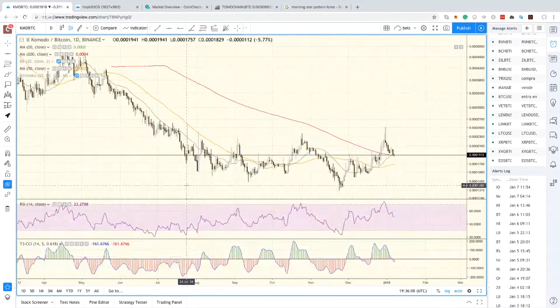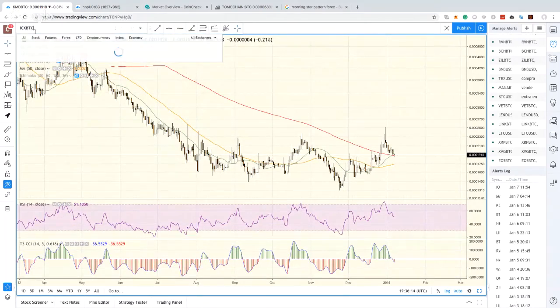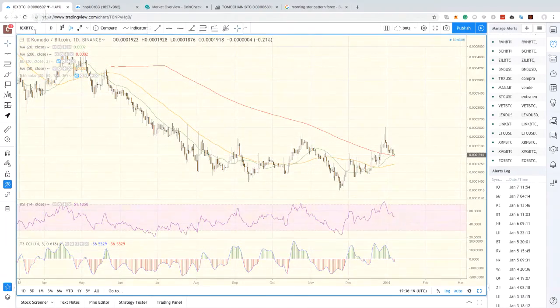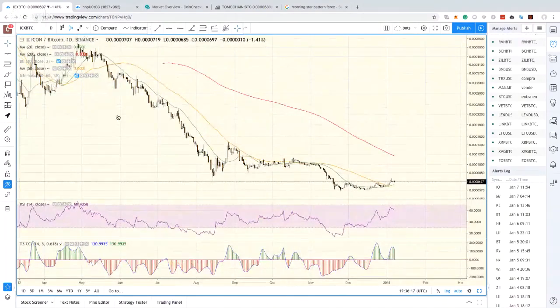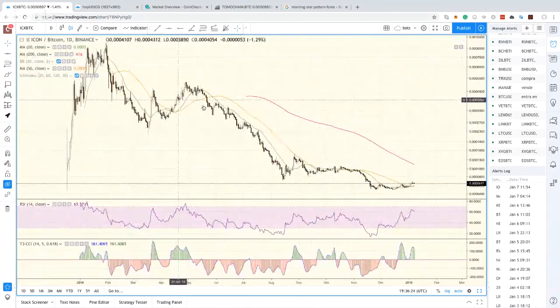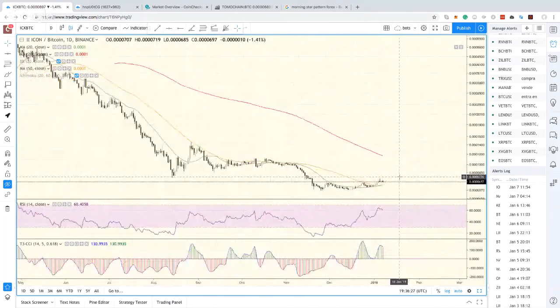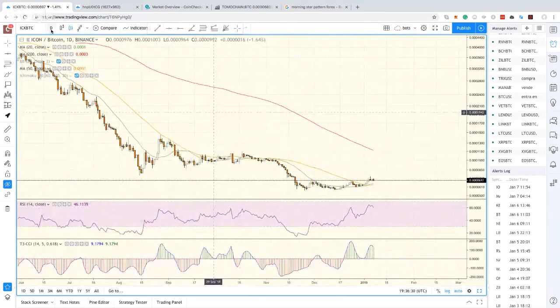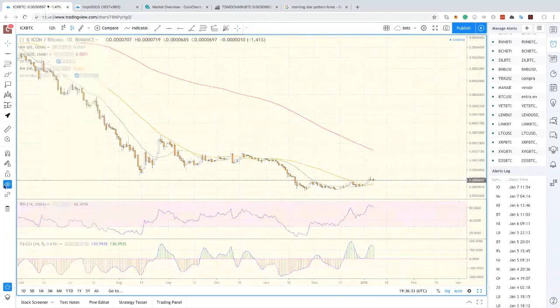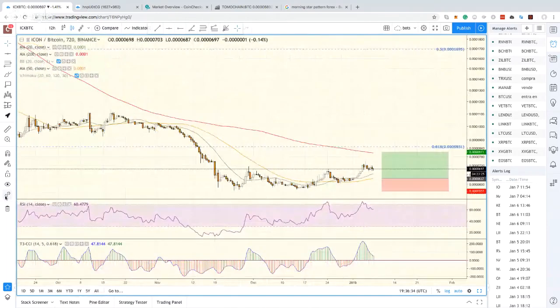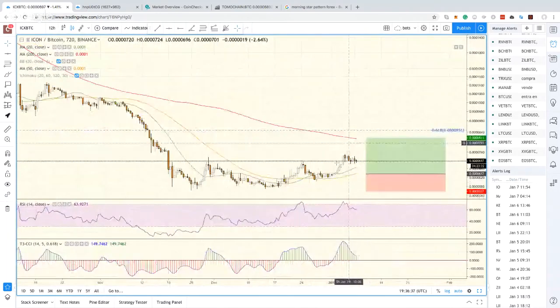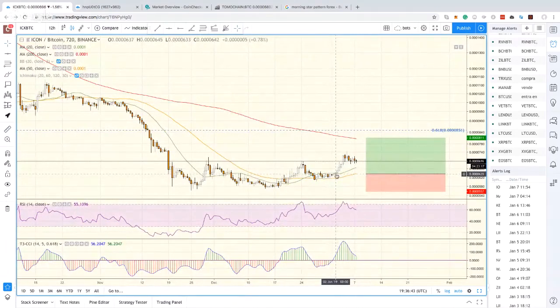Another one that I was looking at was ICX, Icon. A lot of people were talking about this one in the last bull run, like it could be the next Ethereum and all that, and then it dumped so bad. And then I was looking at this, and we had this golden cross. The price is holding pretty good, and I did this trade. I mean, I bought at this price just when it closed above the 20 MA.